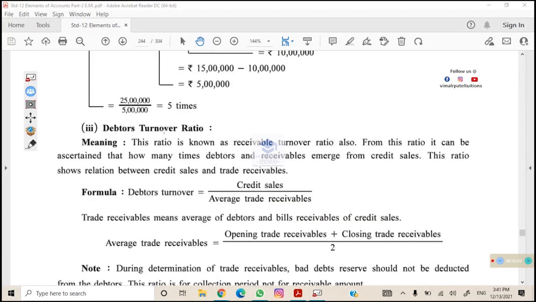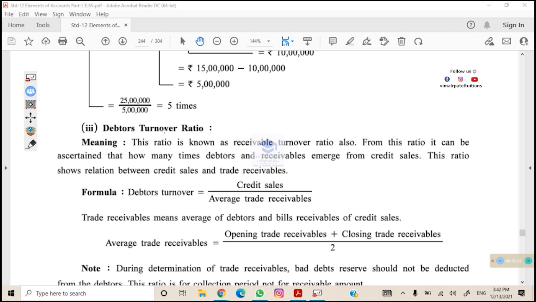Then debtors turnover ratio or customer turnover ratio or debtors ratio. Debtors turnover ratio is equal to credit sales upon average trade receivables. Average trade receivable means opening trade receivable plus closing trade receivable divided by 2. And trade receivable means debtors plus bills receivable. The opening balance of debtors and bills receivable, closing balance of debtors and bills receivable divided by 2. That will give you average trade receivable.